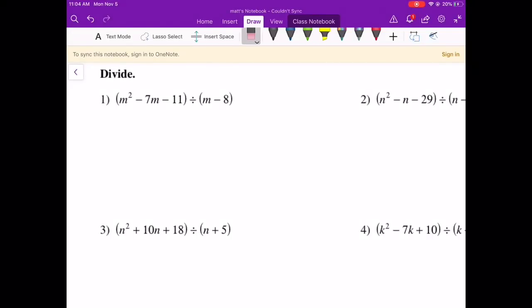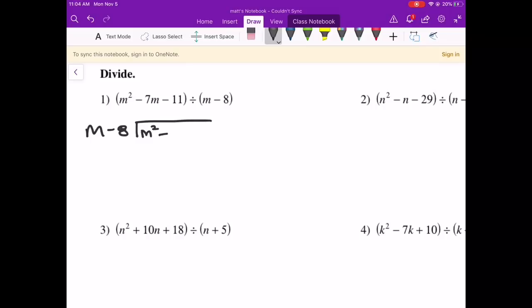All right, we're going to do dividing polynomials, long division ways. So this is going to take you back to elementary school, and I'll show you what I mean right here. I'm going to divide this polynomial by m minus 8. So m minus 8 goes into m squared minus 7m minus 11. Again, you can probably bring back some memories with this setup.